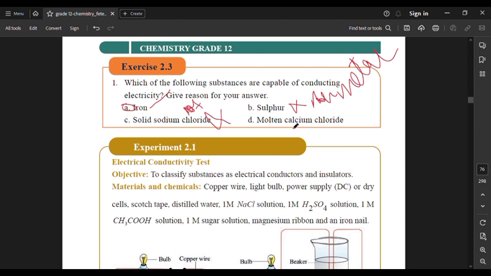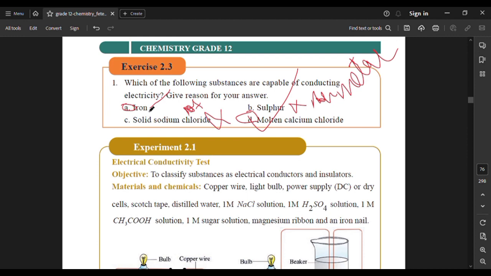The other one is molten calcium chloride. Molten calcium chloride conducts electricity because it consists of a compound in the liquid state. When it is molten, the ions of calcium chloride become what? Mobile and can conduct electricity by carrying electric charge.